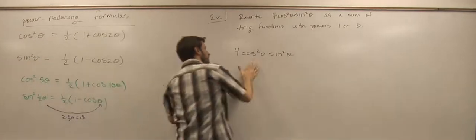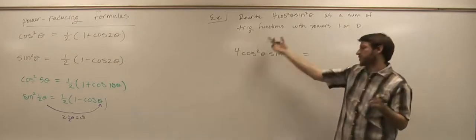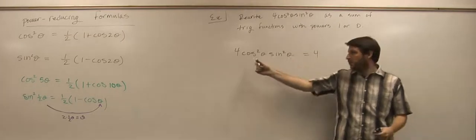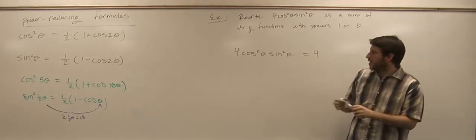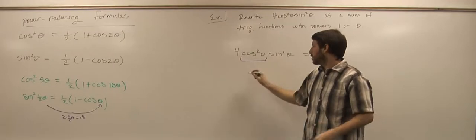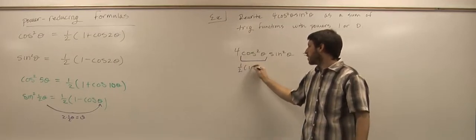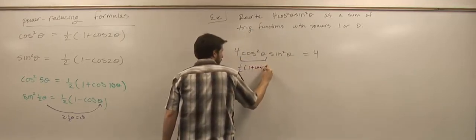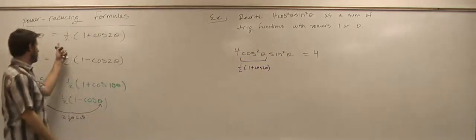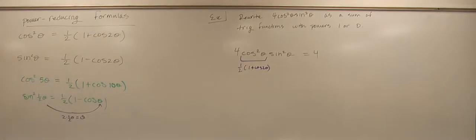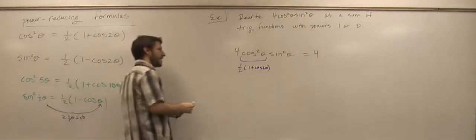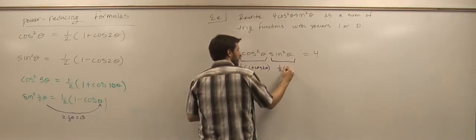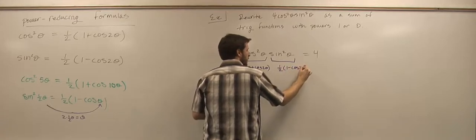So to expand this, to rewrite this, the 4 is the 4. The 4 stays right here. But I can replace cosine squared with 1/2 (1 plus cos 2 theta). That's what my formula is. And I can replace sine squared with 1/2 (1 minus cos 2 theta).